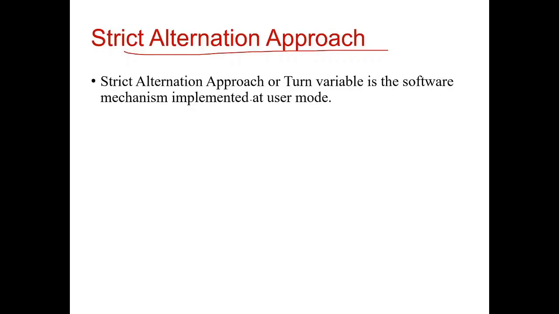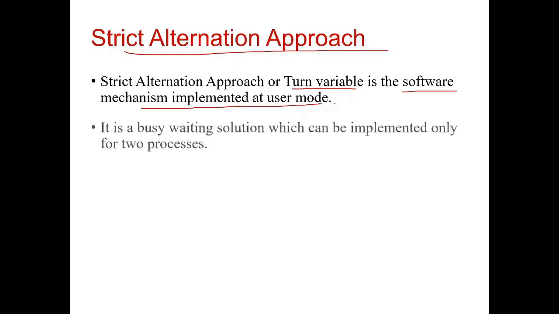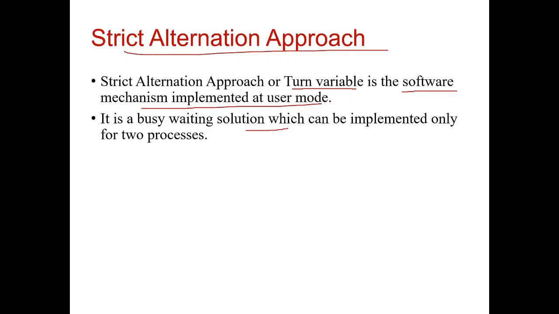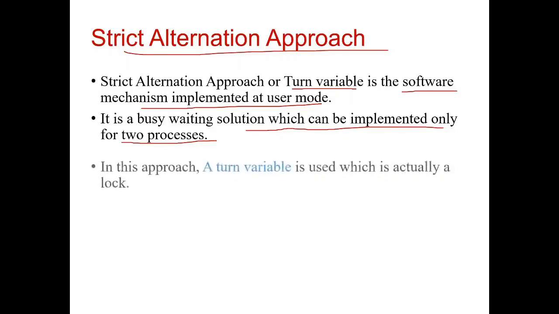The first approach we are going to use to solve this critical section problem and to synchronize the processes is the strict alternation approach. The strict alternation approach, also called the turn variable approach, is a software mechanism implemented at user mode of the operating system. It is a busy waiting solution which can be implemented only for two processes. So this solution is only for two processes.